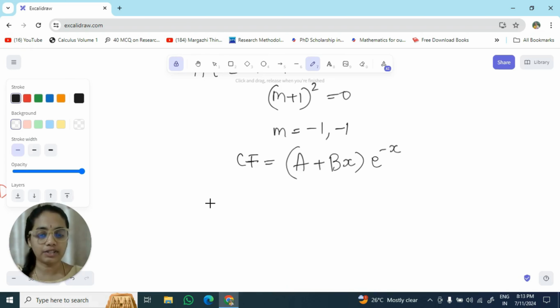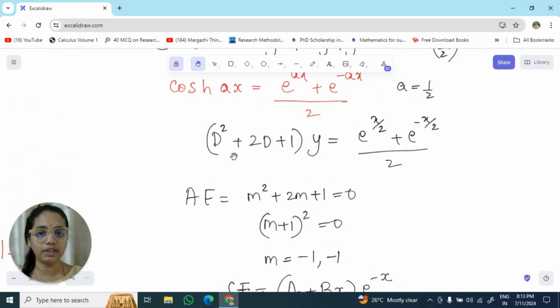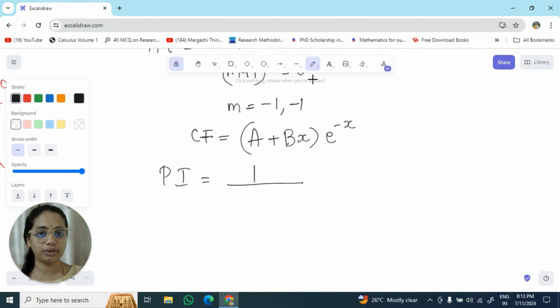Okay. Now let us find the particular integral. What is the first step? 1 by f of d, that is in our question we have d square plus 2d plus 1, right? Let me write it down. D square plus 2d plus 1 into, we have e power x by 2 plus e power minus x by 2 whole thing divided by 2.